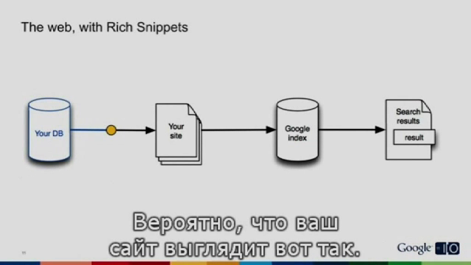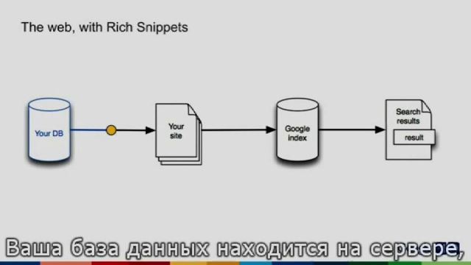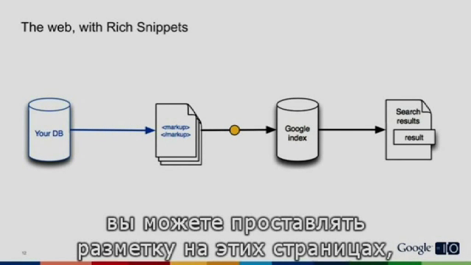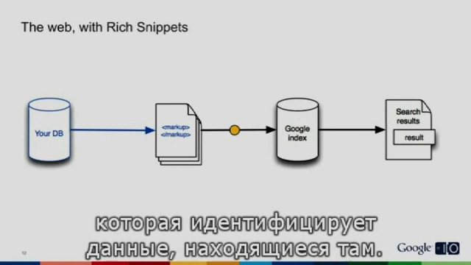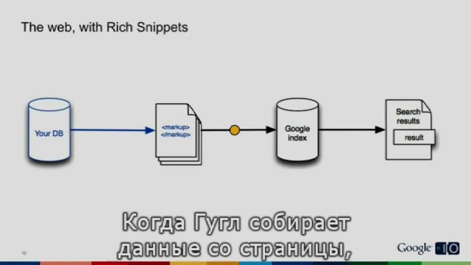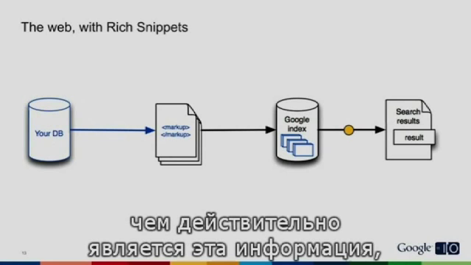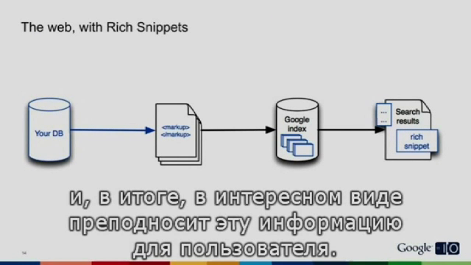That brings us to today, the present. Your site probably looks more like this, right? You've got a database on the back end that drives your pages. You can mark up those pages identifying the data that's already there. Google, when it crawls those pages, can then see what's on those pages, what actually those items are, and it can display those to the user in an interesting way.